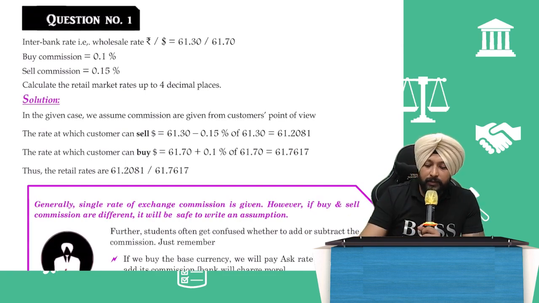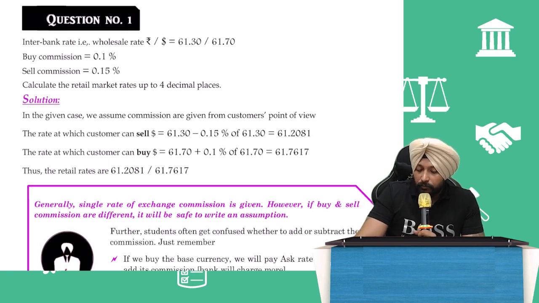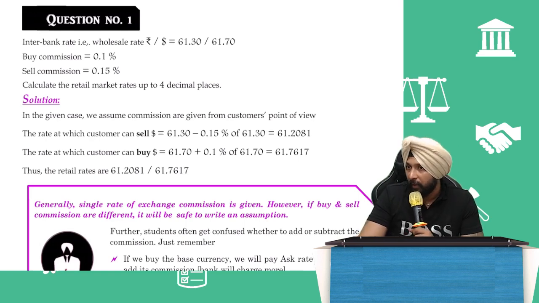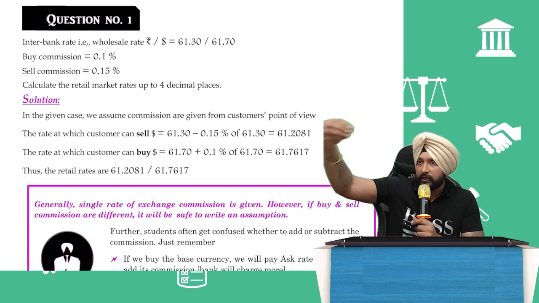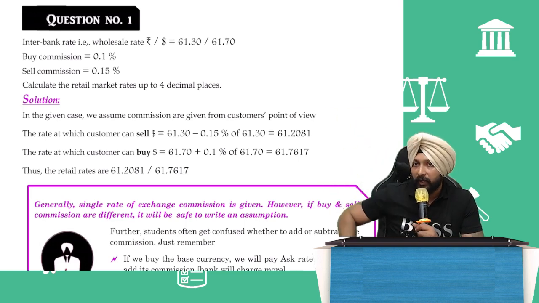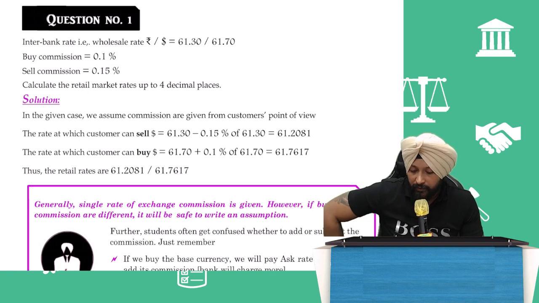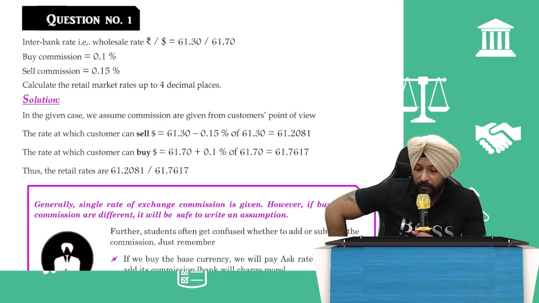Suppose the interbank rates are given to you, wholesale rate, rupee per dollar, as 61.30, 61.70, and they have given you buy commission and sell commission. So interbank rates are given, then commission is given to calculate the retail market rates. Because I told you, we take the interbank rates and adjust the margin to calculate the retail market rates. Calculate the retail market rates up to 4 decimal places.